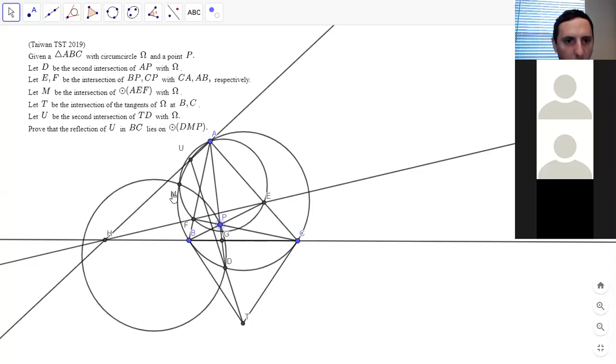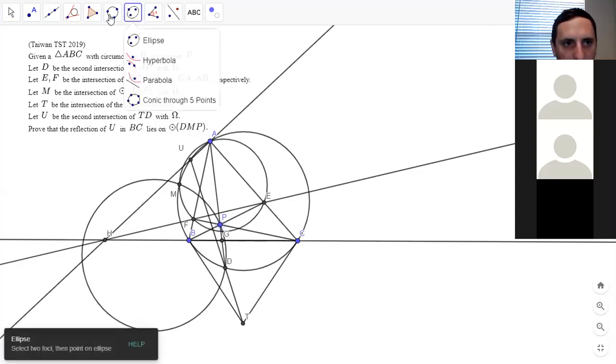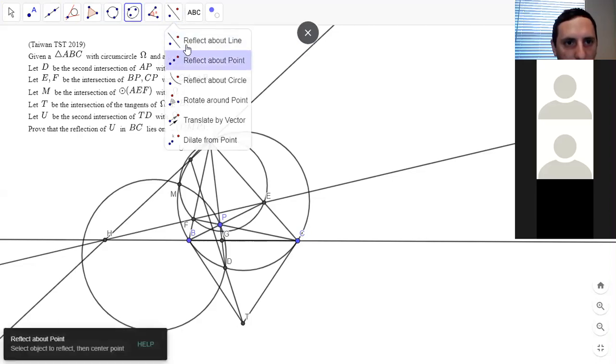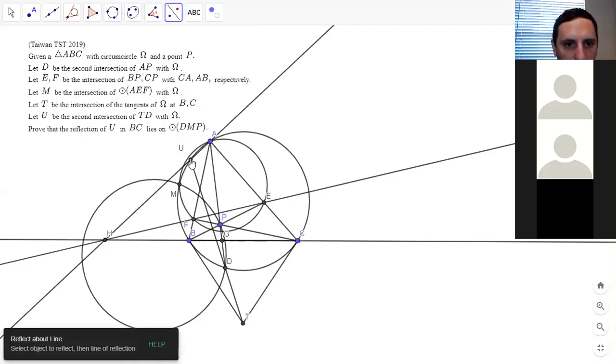All right, so we want to show that if we reflect U over BC, it lies on that circle. M is the Miquel point of BFEC, right? Yeah, BFEC. So we have a couple other cyclic quadrilaterals then, right? Can you reflect U with respect to BC? Maybe we can find a property about it. Yes.